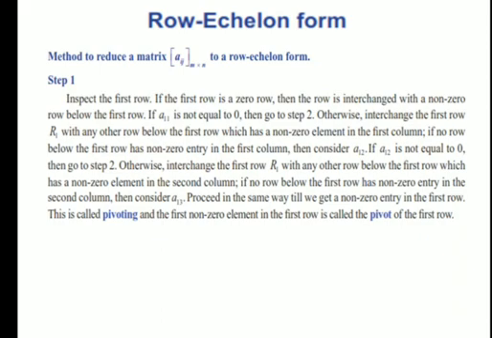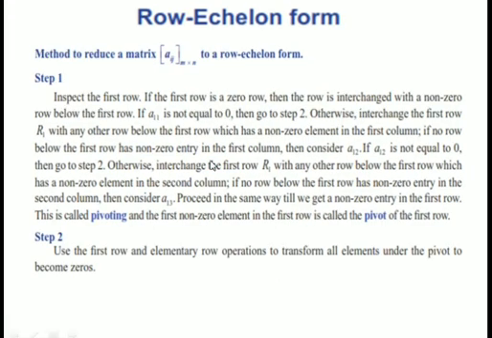Otherwise, interchange the first row R1 with any other row below the first row which has a non-zero element in the second column. If no row below the first row has a non-zero entry in the second column, then consider A13. Proceed in the same way till we get a non-zero entry in the first row. This is called pivoting. The first non-zero element in the first row is called the pivot of the first row.